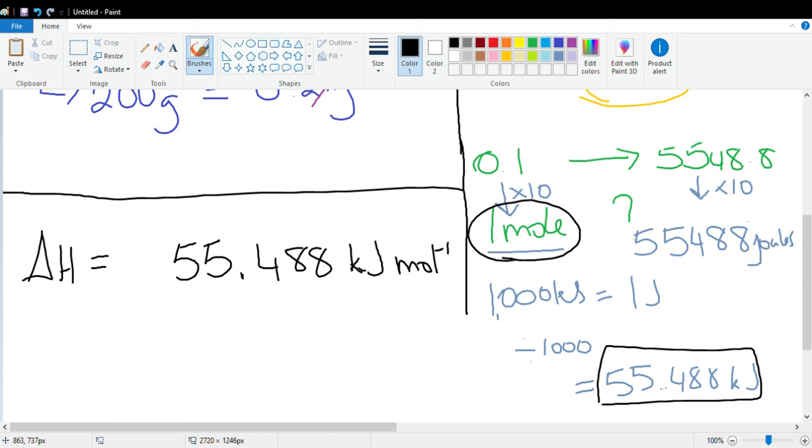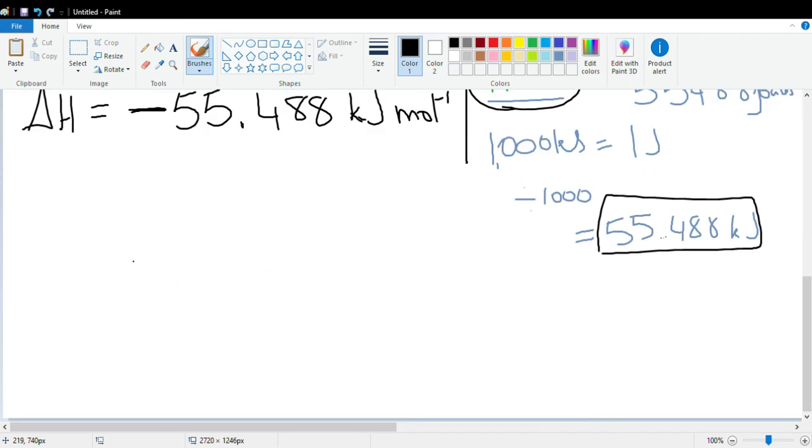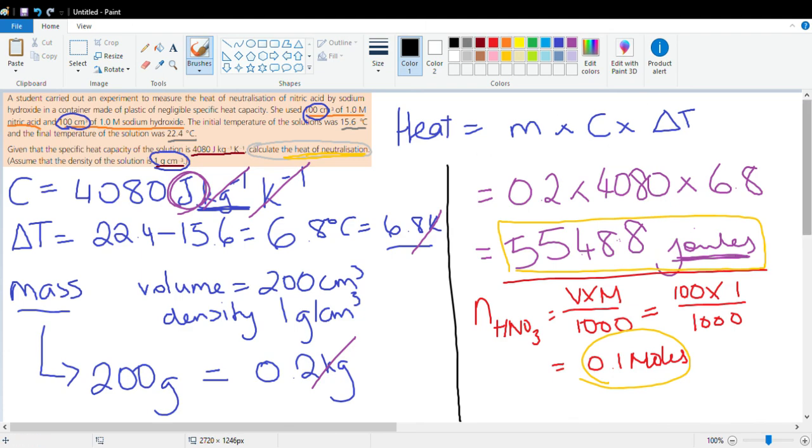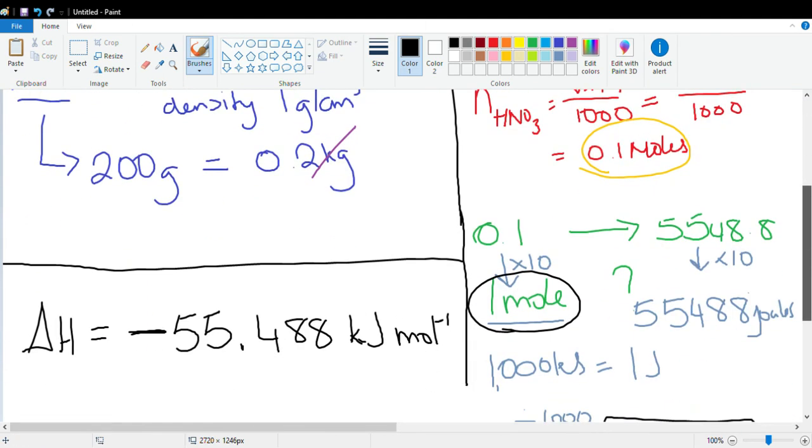And so our answer then is the heat, that's the heat produced. So it's an exothermic reaction. So that means we must put a minus sign in front of it. Remember, all neutralization reactions that you're going to see are going to be exothermic. So we give our answer with a minus sign in front of it.